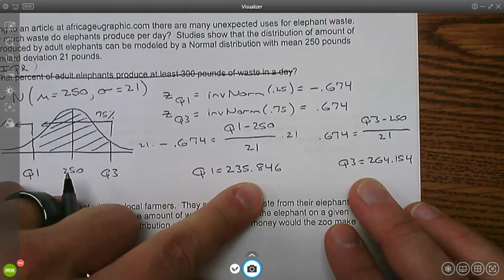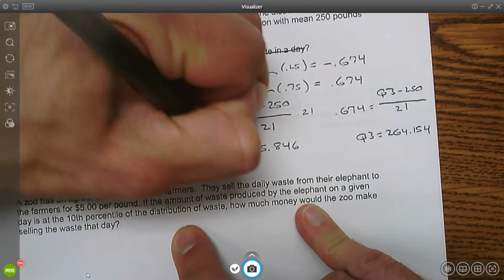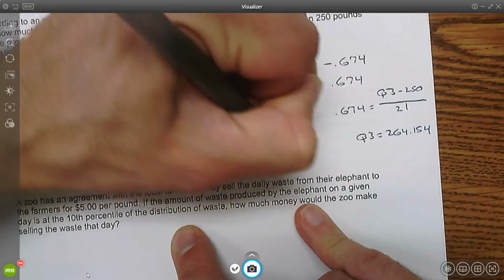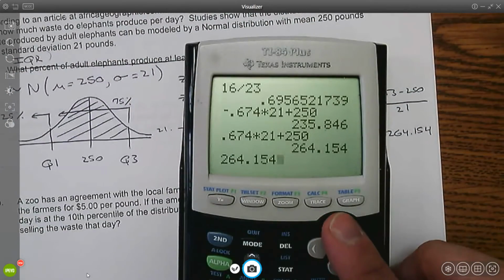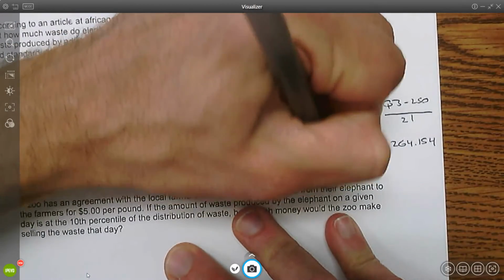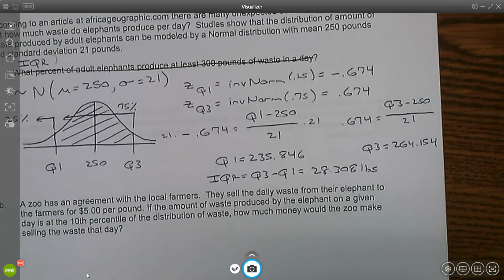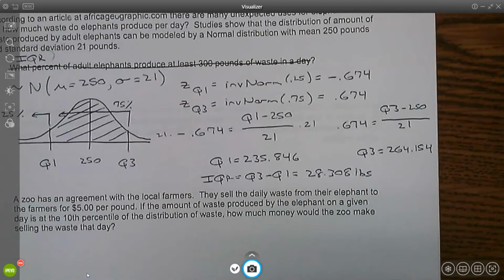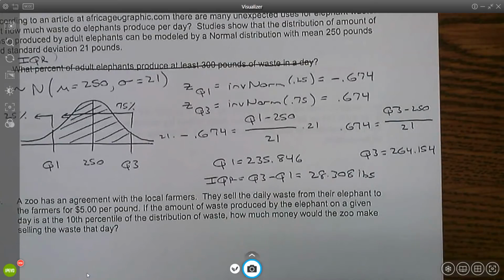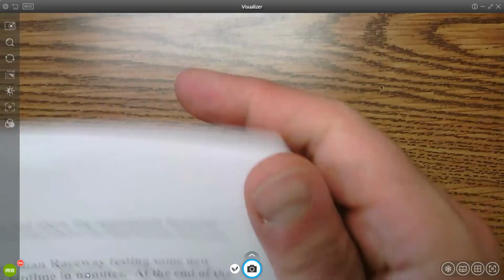Right. The units on both these are pounds. And then I want the interquartile range. So I have to subtract my quartiles, Q3 minus Q1. So if I do that on the calculator, 28.308 pounds. So the middle 50% of the data varies by about 28 pounds. Okay, so that involves two percentages and finding two values to get the IQR. Let's look at another one.